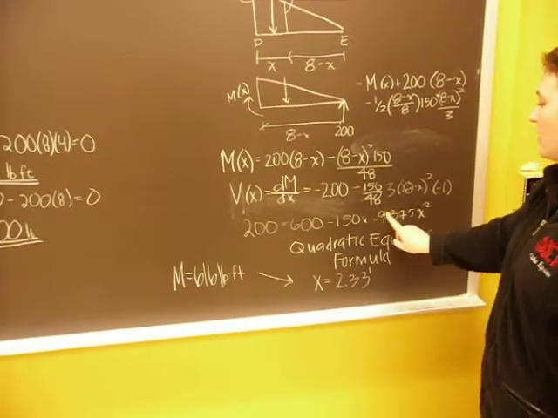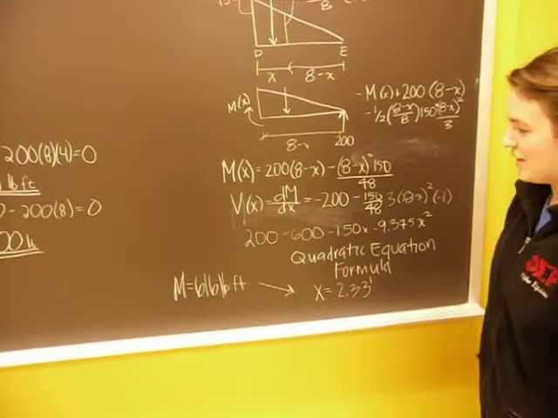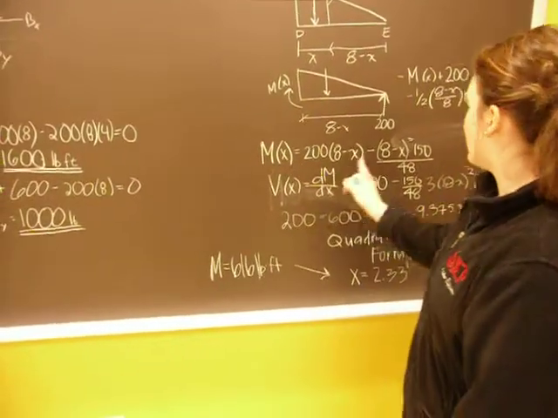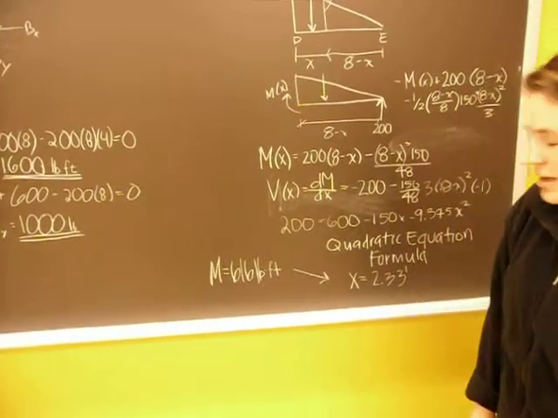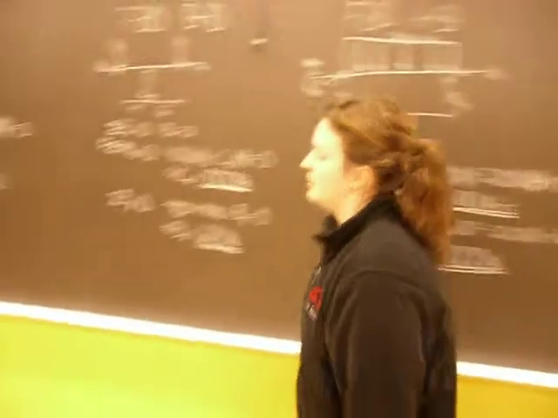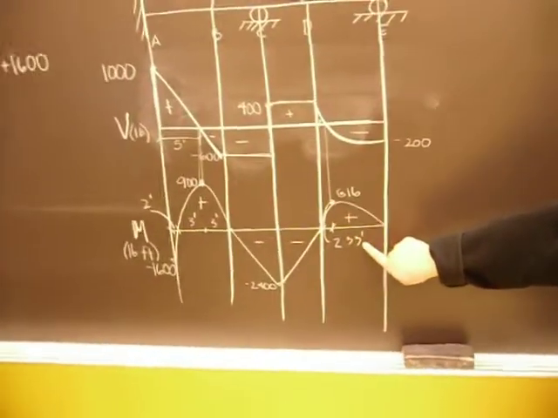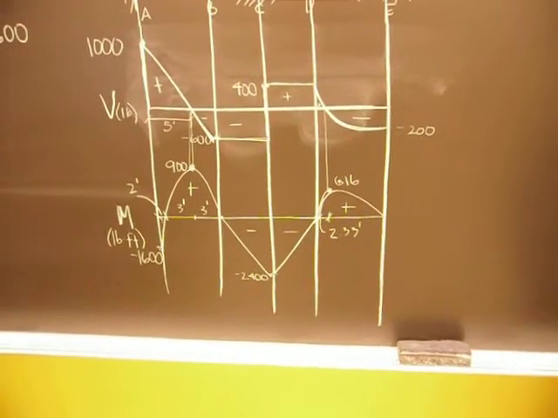And from there, you take the quadratic formula, and you get x equals 2.33 feet. And the maximum, if you plug into this equation, is 616 pound-feet, which will be shown on this diagram here. It's 616 pound-feet and 2.33. And that is our problem.